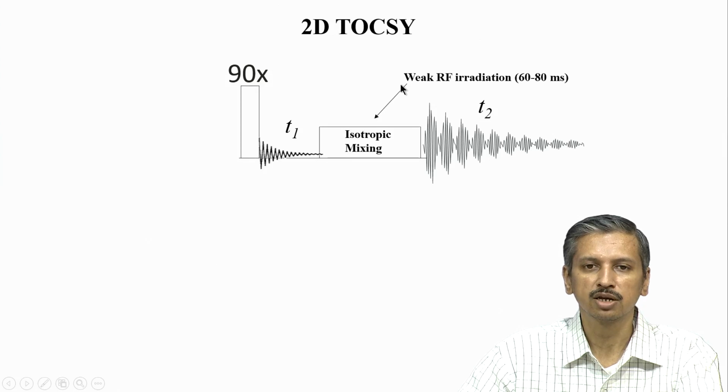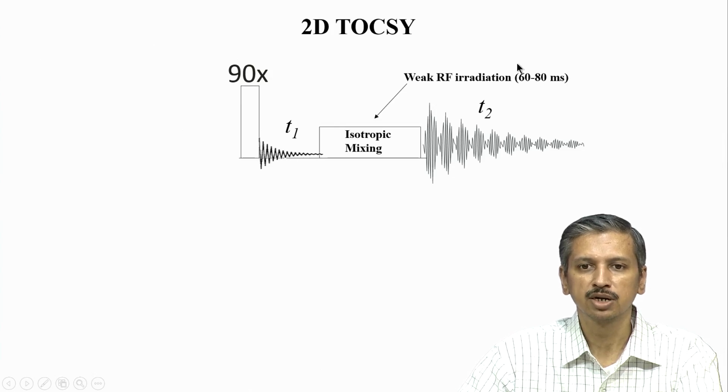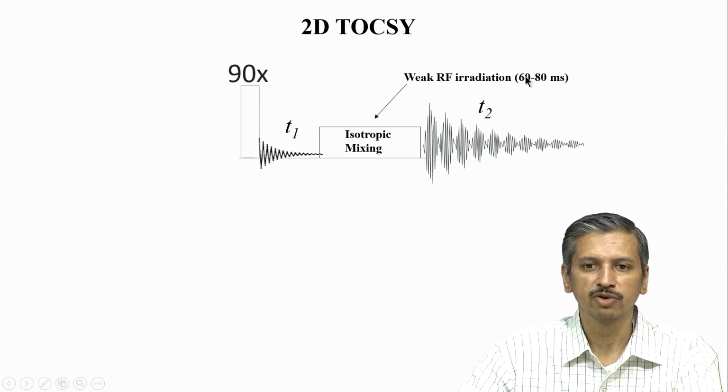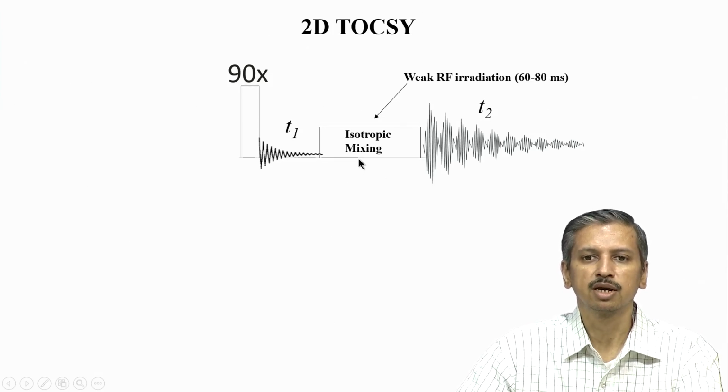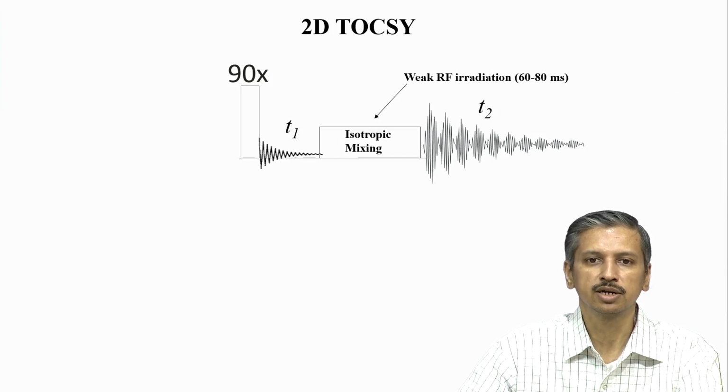If you see, this block is a weak RF radiation and it is applied for 60 to 80 milliseconds. So, this is a mixing time, and you should keep this in mind. A typical TOCSY mixing time, that is the time we apply these RF pulses or isotropic mixing block, is about 60 to 80 milliseconds. One should not apply this for a very long time, because that will start heating the sample and the sample may actually get destroyed or degraded. This is an important practical aspect which you have to keep in mind.